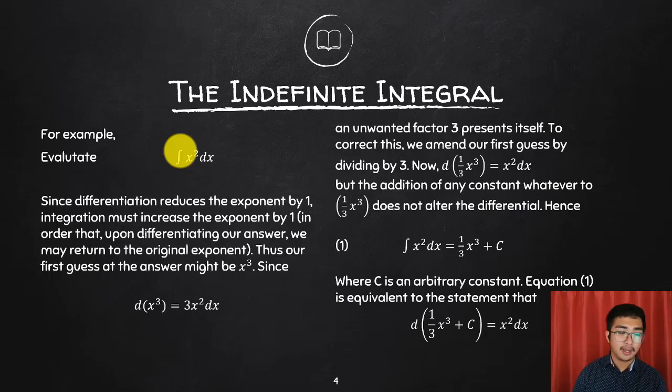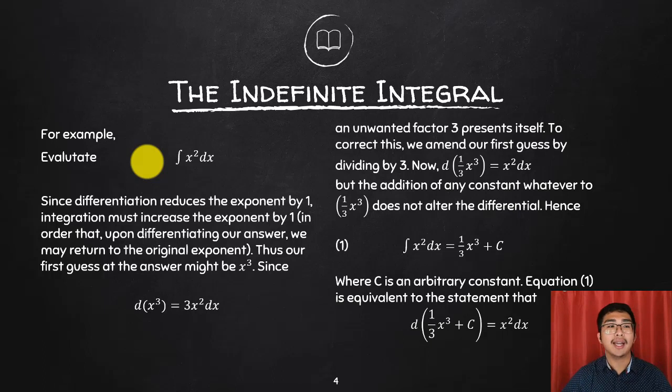But since integration is the opposite or the inverse process of differentiation, if we try to integrate x squared, it must go up to x cubed, so that when you differentiate x cubed again, it goes back to x squared. So differentiation goes down 1 degree, integration goes up. Thus our first guess at the answer might be x cubed. Okay, so it's a guess.